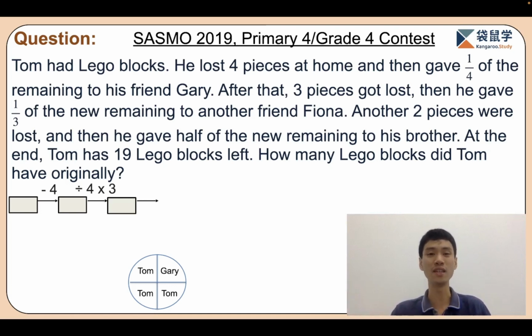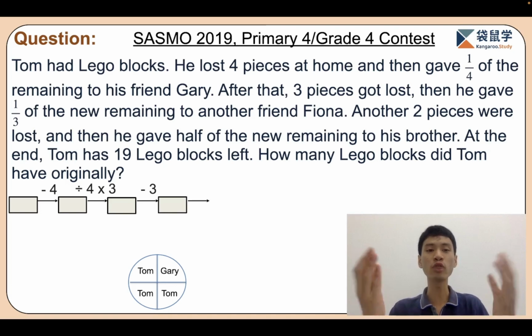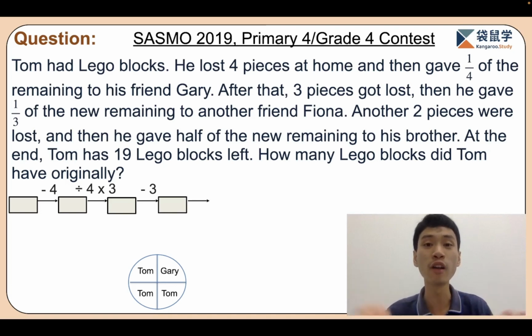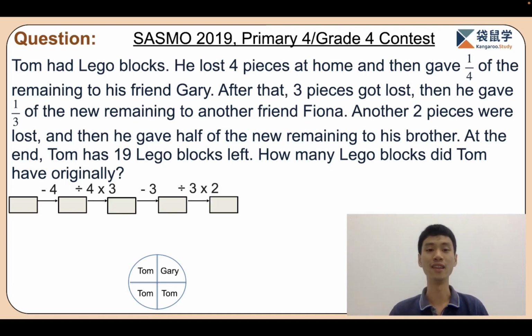We get another unknown value. After that, 3 pieces got lost, so we subtract by 3, and then he gave 1/3 of the new remaining to another friend, Fiona. We use the same principle as we did when he gave to his friend Gary, but in this case, we divide by how many parts? 3 parts, of course, because the fraction is 1/3, and we multiply by 2 to represent the 2 parts that Tom retained. We get another unknown value. Another 2 pieces were lost, so we subtract 2.